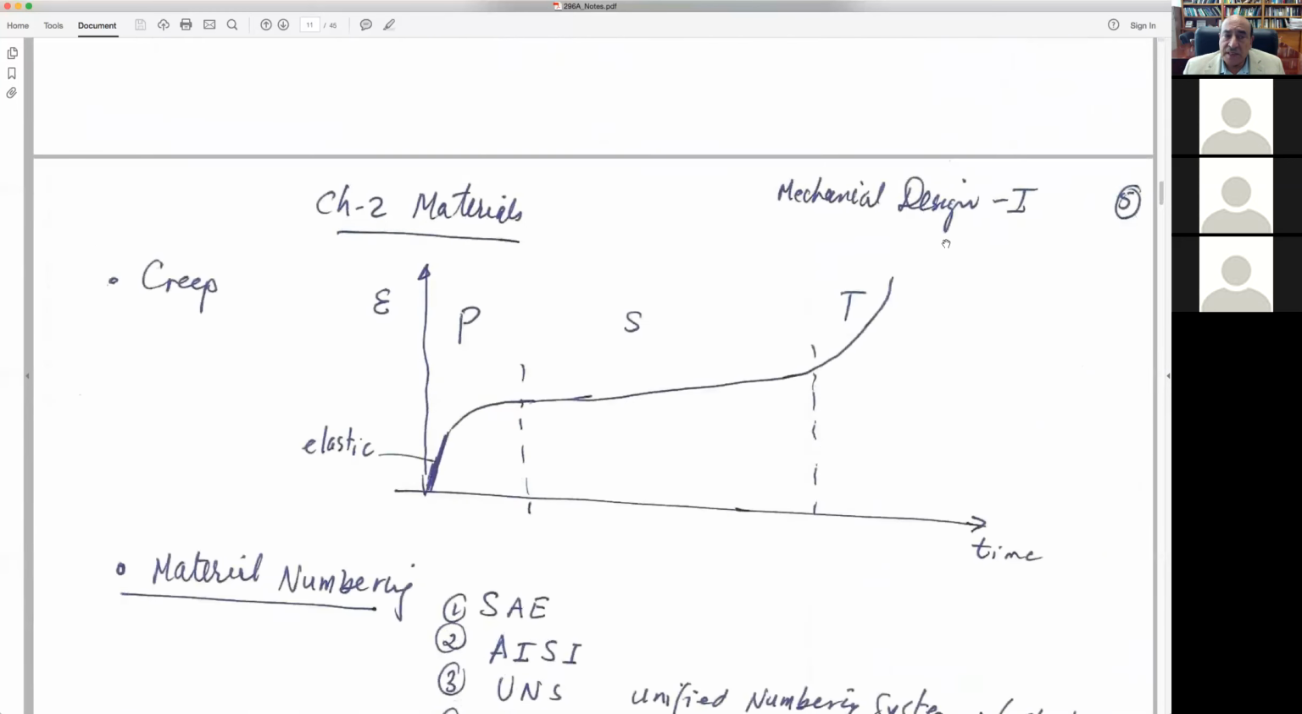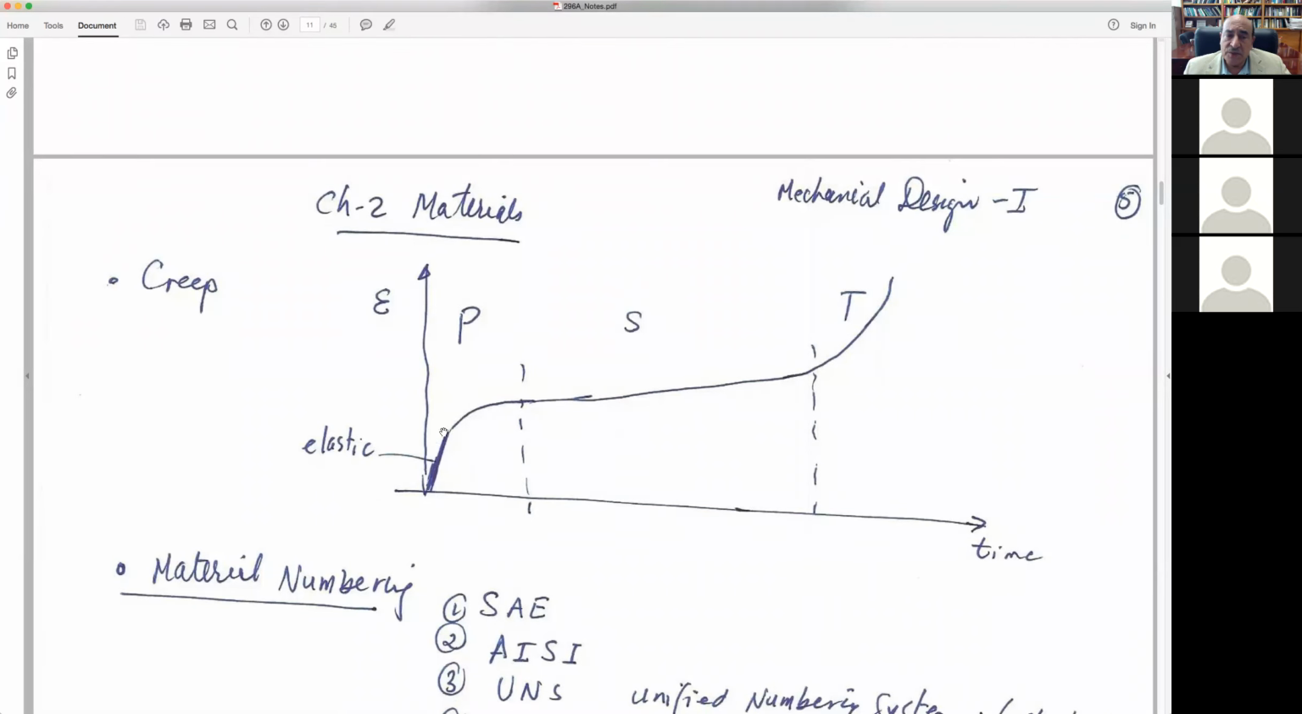Another property is creep, and the creep is the strain. The property is the strain versus time. So initially you have an elastic response if you put a constant load, and then beyond that, the material starts to deform as a function of time. And it has three regimes.